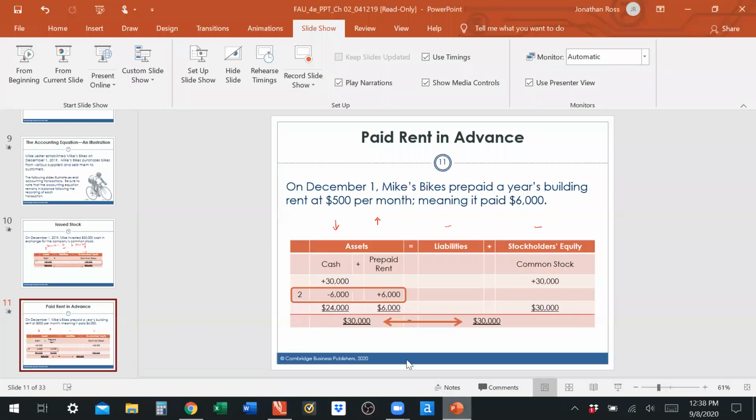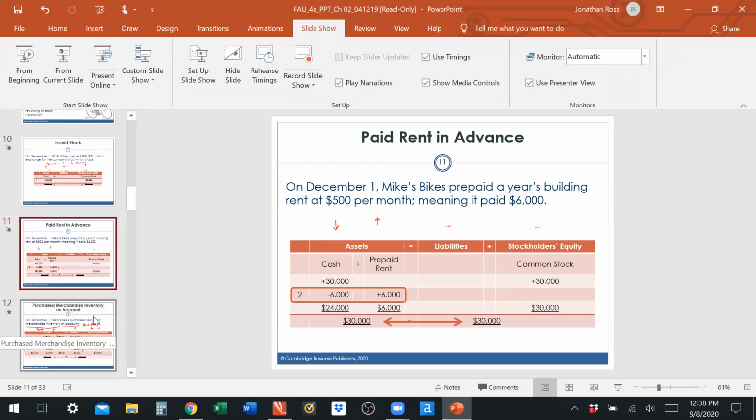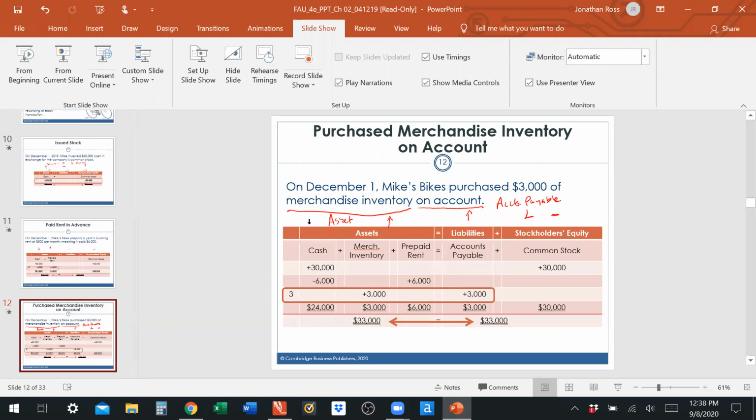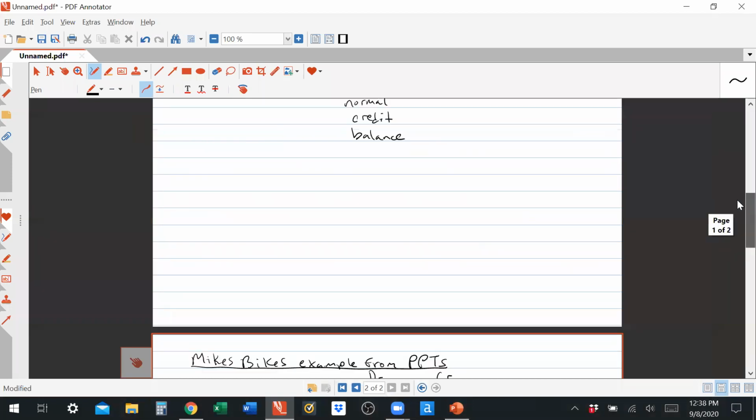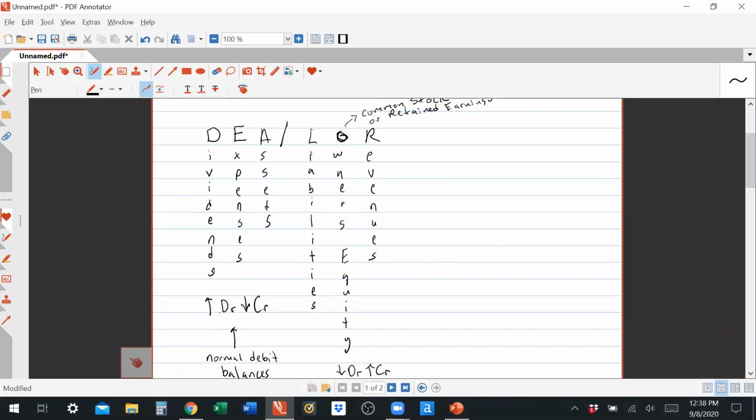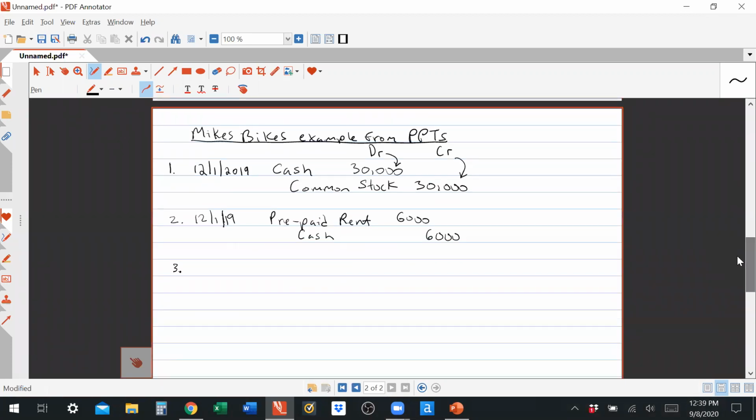Let's go to the next one. Purchased merchandise inventory on account. The two accounts we determined were involved were merchandise inventory and accounts payable. Merchandise inventory goes up by $3,000. Accounts payable goes up by $3,000. Merchandise inventory is an asset. How do we make an asset go up? We debit it. So we're going to debit merchandise inventory for $3,000. Credit accounts payable for $3,000.